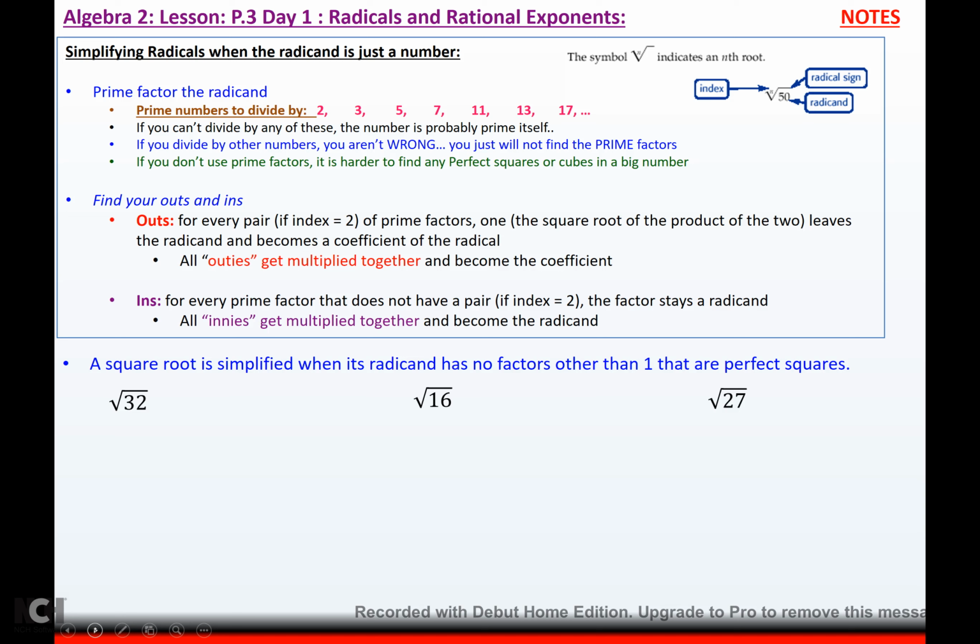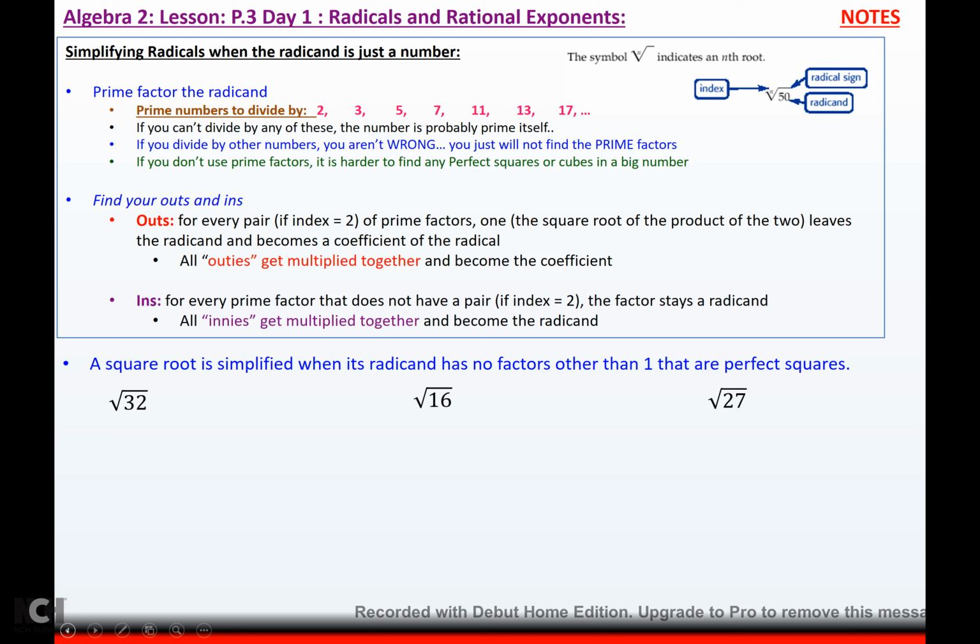Now, what if, for example, I have the square root of, let's say, these numbers, and I can't think of a product. You have a couple of choices here. And it just depends on how familiar you are with perfect squares.